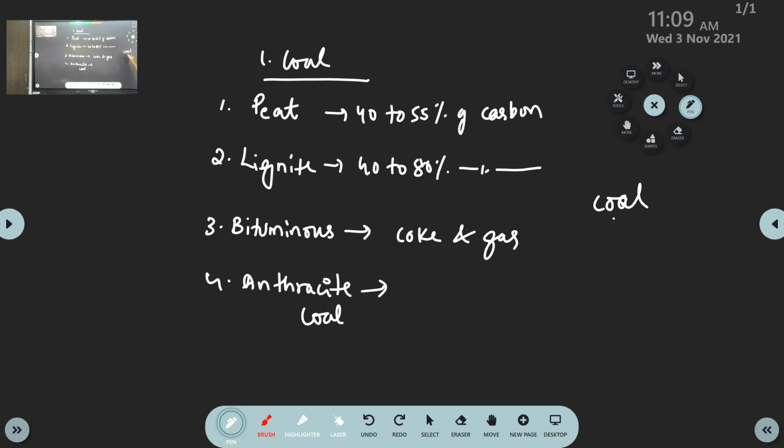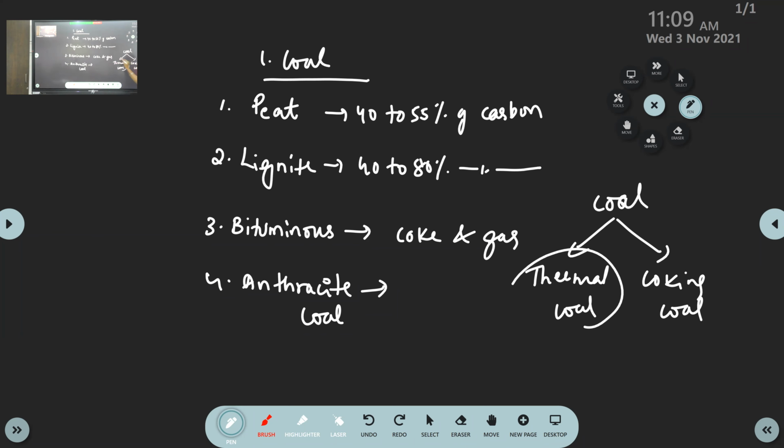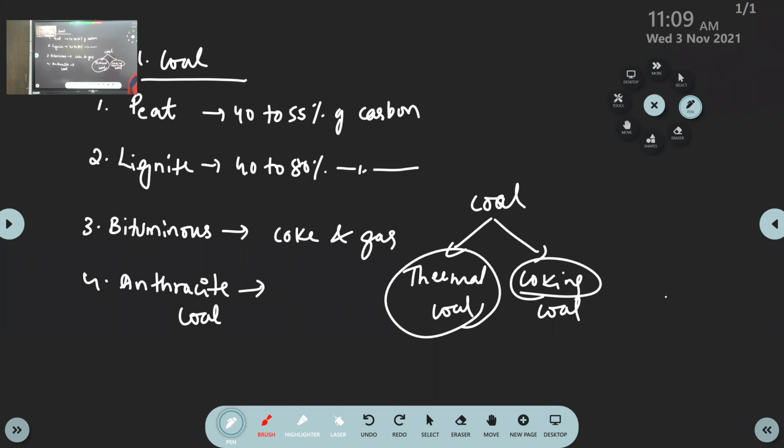Non-coking grade. See, we have two types of coal, that is thermal coal and coking coal. What is the difference? Thermal coal is majorly used for thermal power plants. Coke is also a part of coal, but it takes more time to get ignited. Coke is nothing but a part of coal. Non-coking grade, bituminous type.